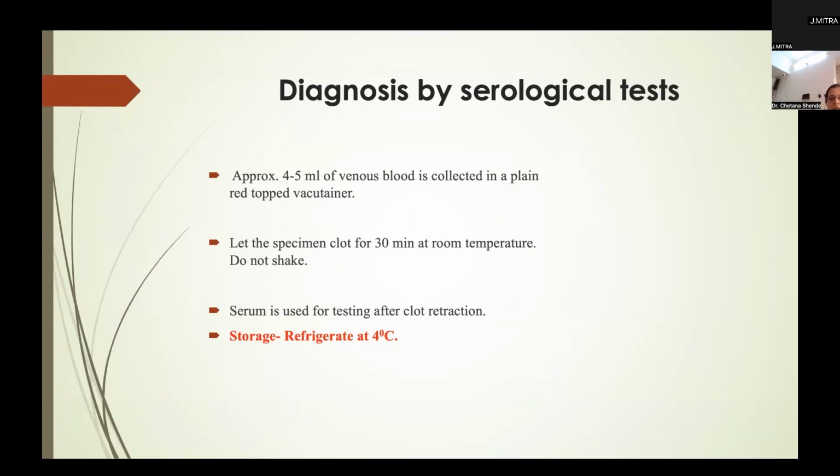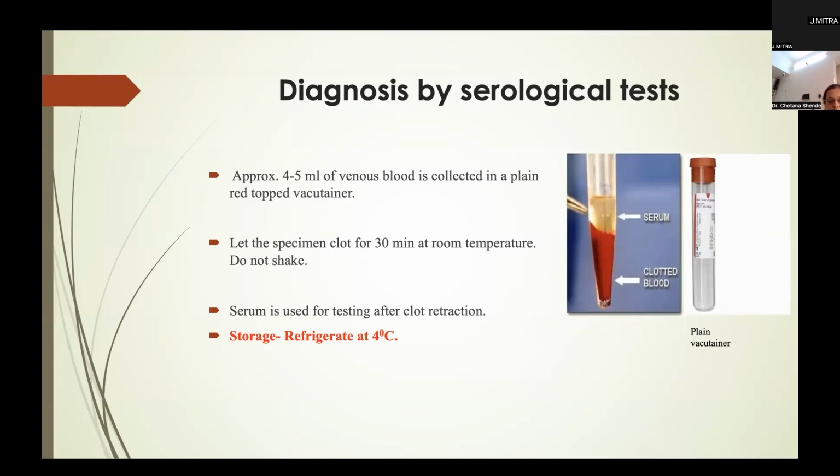So diagnosis by serology is very important in the second week of illness. Approximately 4 to 5 ml of venous blood is collected in a plain red topped vacuum tube. Next slide. After collection, the blood is kept at room temperature for 30 minutes without disturbing. So the serum is separated, and this serum can be used for the serological test. Next.